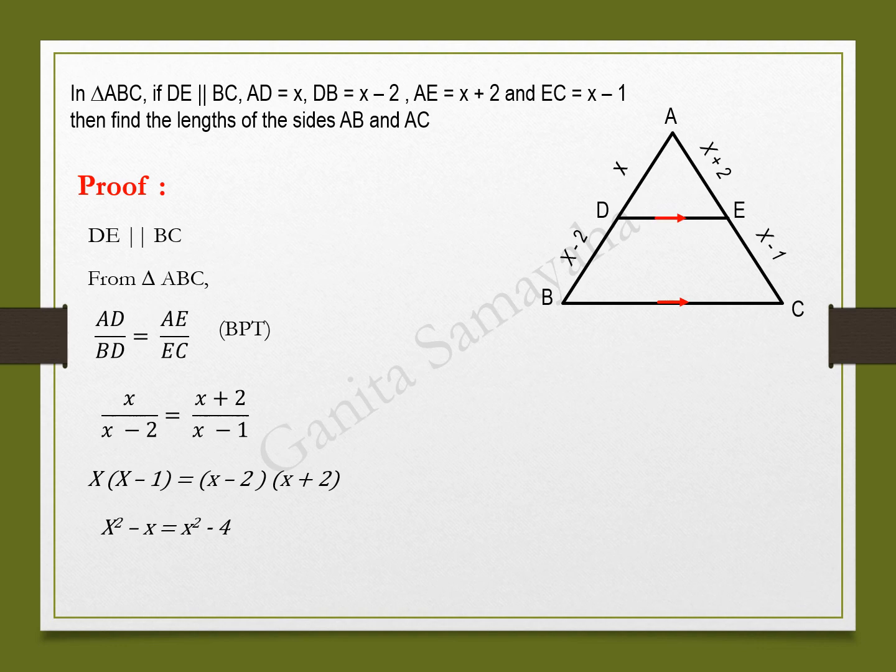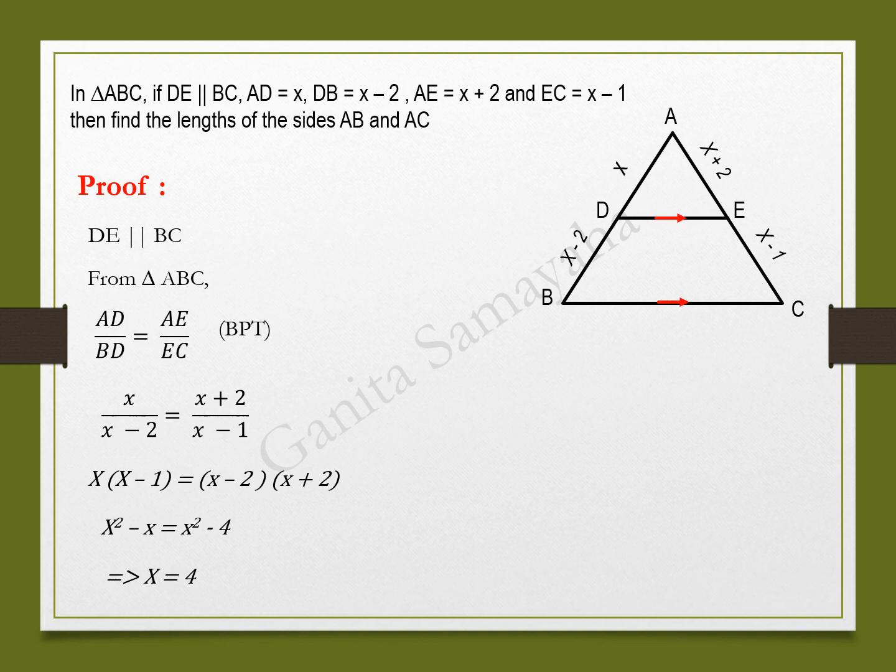I hope you remember this formula: a plus b into a minus b is a squared minus b squared. So x minus 2 into x plus 2 is x squared minus 4. Again x squared and x squared will get cancelled. We are left with minus x is equal to minus 4, which implies that x is equal to 4. So knowing the value of x, substitute and find the lengths of AB and AC.